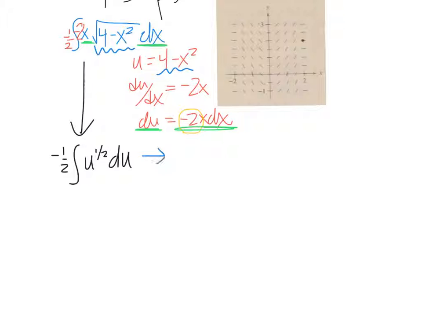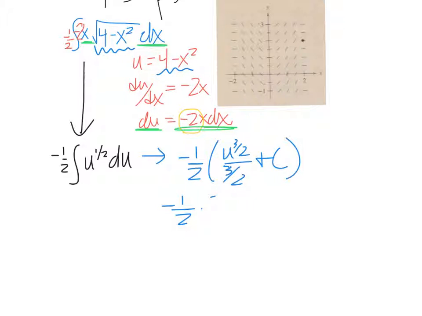Now I'm just going to go ahead and actually take the integral, which would be u to the 3/2 over 3/2 plus c, and I'm going to simplify that a little bit. So this is 2/3 u to the 3/2, and if I multiply those, I'm going to get negative 1/3 u to the 3/2 plus c.